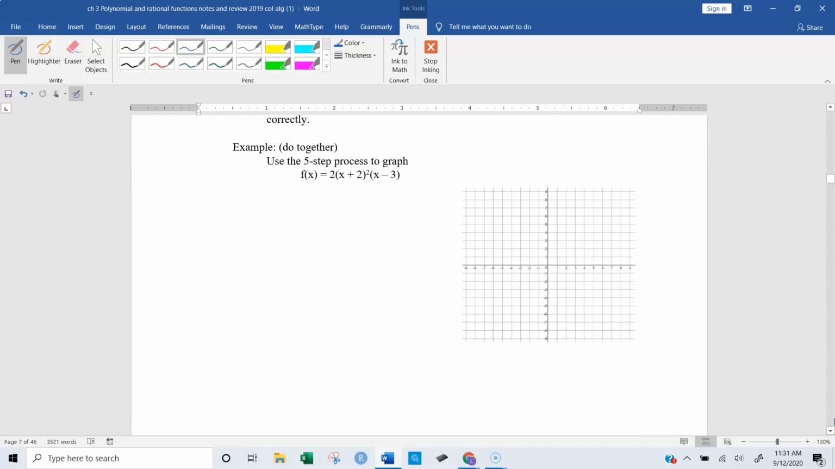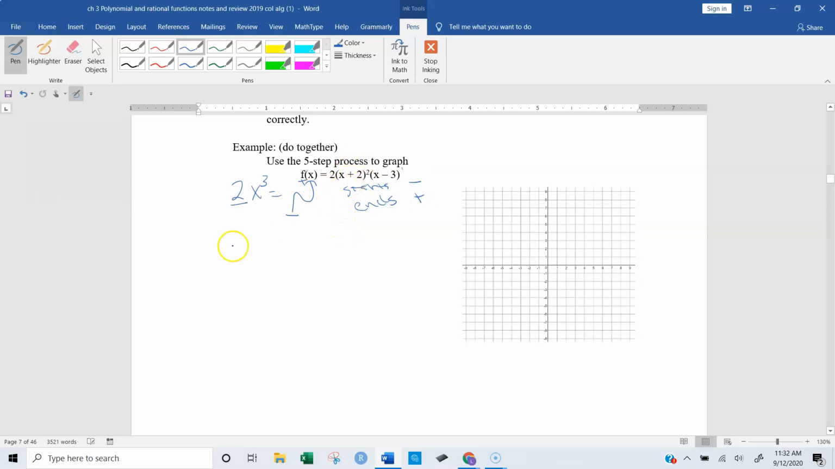All right, let's see what we got. 5-step process, we'll just go through this. So first we look, we have a 2 and a 1. Remember, we add these. So this means I have an x cubed, and it's 2. So this guy is going to end positive, start negative. So it's going to look like this. It starts negative, ends positive. So that's our end behavior is what that is called.